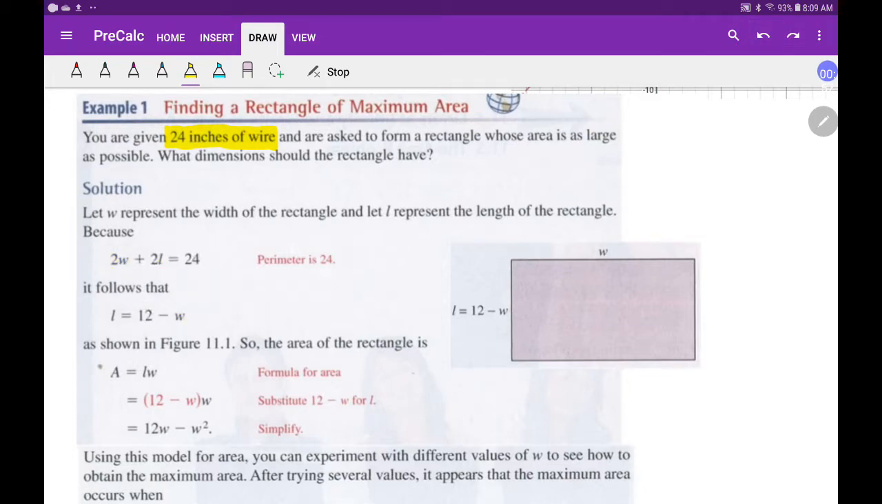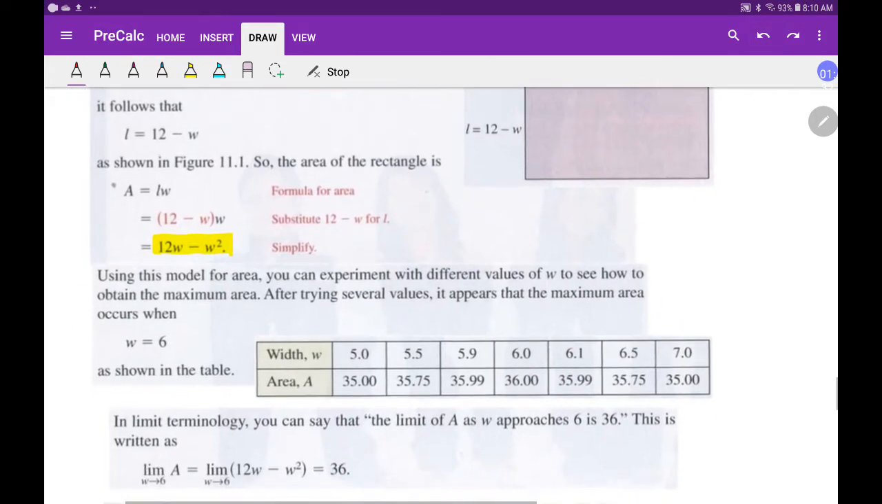And then we can write the area without the L. We can substitute in 12 minus W for L. And then we get it down to one variable, which looks like it's going to be a quadratic. And quadratics have maximums, right? If they open down, you see that negative W squared, it's going to do this, and at the top of the parabola, the vertex, it's going to be a maximum. Okay, so that's what we're thinking about.